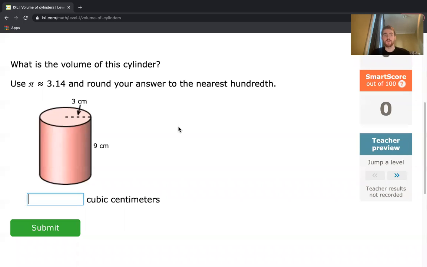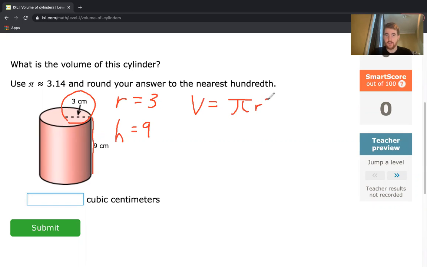So what is the volume of this cylinder? It says use pi equals 3.14 and round your answer to the nearest hundredth. So let's see. Well, we have the radius. That's 3 centimeters, right? So I'm just going to write down the information we have. r equals 3. We have the height, 9 centimeters, h equals 9. And now I'm just going to take that formula we have, V equals pi times r squared. Again, this first part is just the area of the circle on top. Then we multiply that by the height.